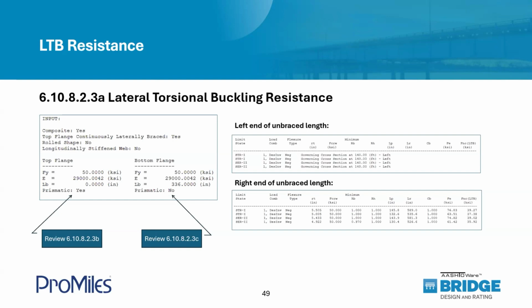And then the LTB parameters, which are defined as Rt, Fe, and Cb, are going to be computed in 6.10.8.2.3B for prismatic unbraced lengths, 6.10.8.2.3C for non-prismatic unbraced lengths. So depending on your flexure type and the unbraced length being prismatic or non-prismatic, that would be where you'd look for those parameters.